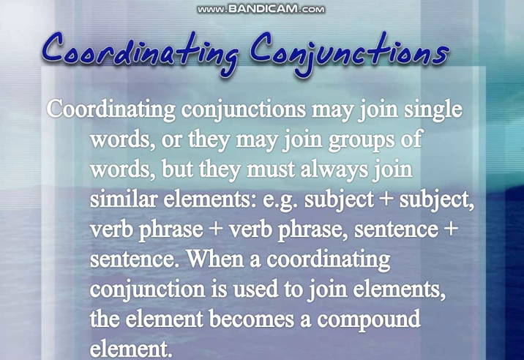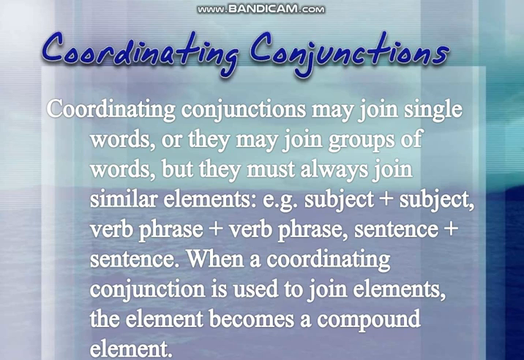When a coordinating conjunction is used to join elements, the element becomes a compound element. It becomes a compound element. You know what is compound? Something which is made up of two or more than two things. So that is called a compound. So when two elements are joined by a coordinating conjunction, it becomes a compound element.